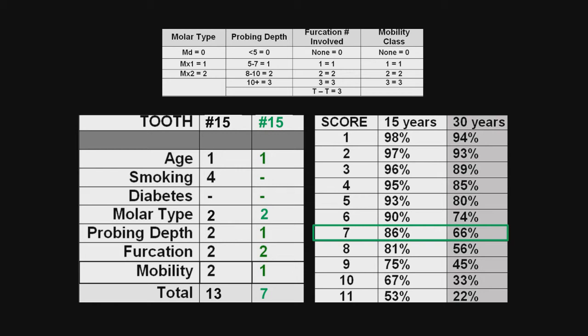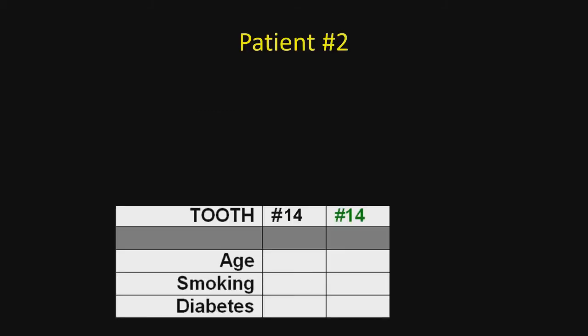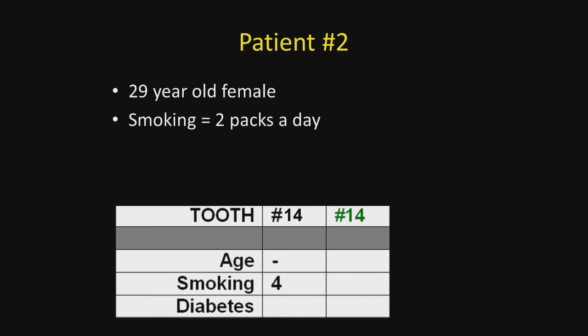And I think this is very impactful when you can share this information with the patient. Here's patient 2. Please pay close attention to what impact lifestyle changes can make on this particular patient. The patient is a 29-year-old female, which means that she's under 40, and that scores a 0 or a dash, as we said earlier. She is smoking 2 packs of cigarettes a day, and obviously that's a no-no.